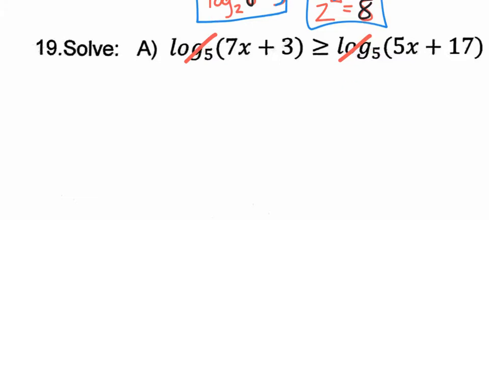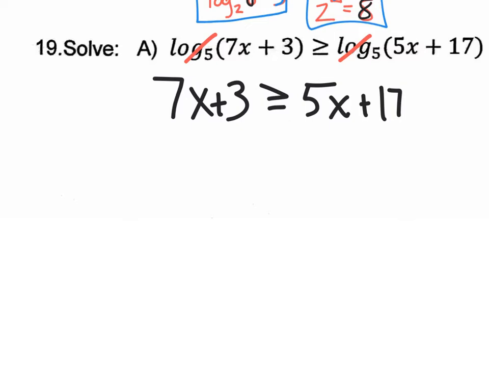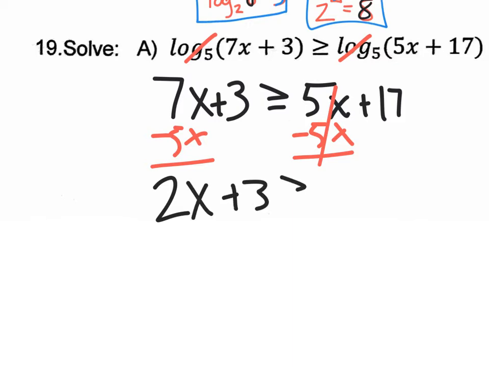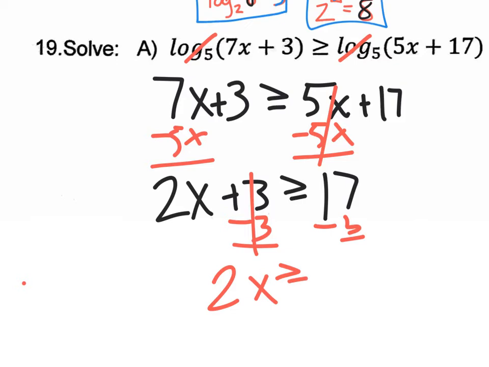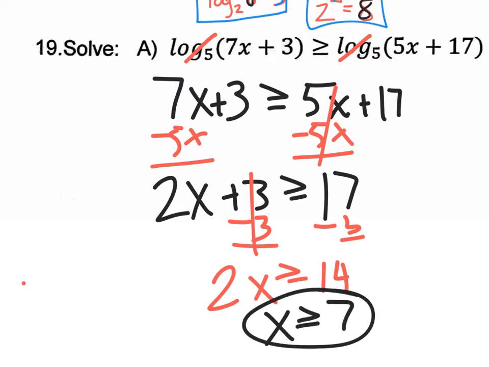Okay, so what do we have left? We have the new inequality: 7x plus 3 is greater than or equal to 5x plus 17. Let's move the 5x over to the other side by subtracting it. It's going to cancel. You're going to get 2x plus 3 is greater than or equal to 17. And then, of course, we're going to subtract 3 to get rid of the 3. And we're going to end up with 2x is greater than or equal to 14, which means that your final answer, when you divide by 2 on both sides, x is greater than or equal to 7. That is one answer.